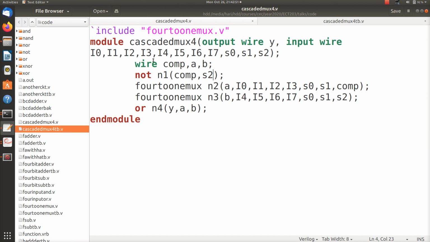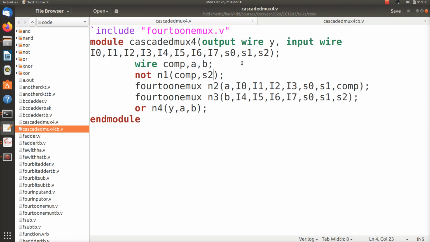Then I start with a module, cascaded mux, where two muxes are cascaded, and the output is a wire, that is Y, and the input wires are I0, I1, I2, I3, I4, I5, I6, I7. Then three select lines are there, S0, S1, S2. They are all wires. Now there are some internal nets, like I need to complement this S2. So there is a complement of S2, that is a wire, and A, B. These are the outputs of the two 4:1 muxes. So I declare local nets.